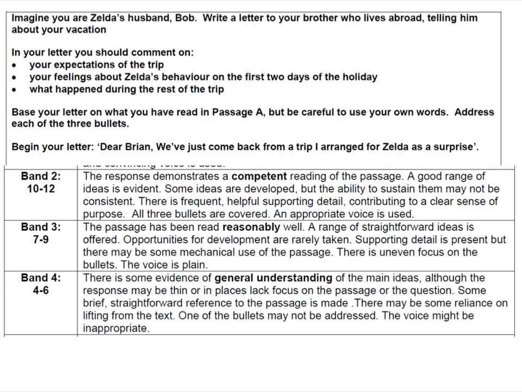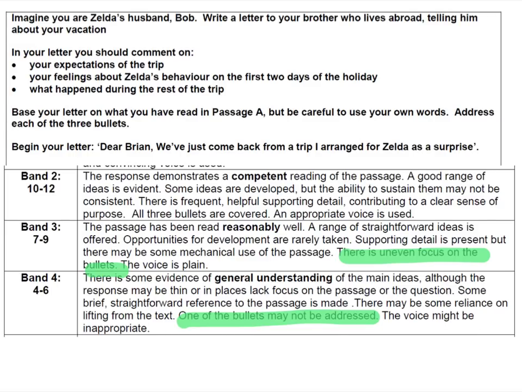So look at the mark scheme here. Band 3, there is uneven focus on the bullets. Band 4, one of the bullets may not be addressed. So if you don't cover A3 at all, you're most likely to get band 4, that's just 6 out of 15. And even if A1 and A2 are excellent, top A star standard, band 3 really is your absolute maximum, and that would be a shame.